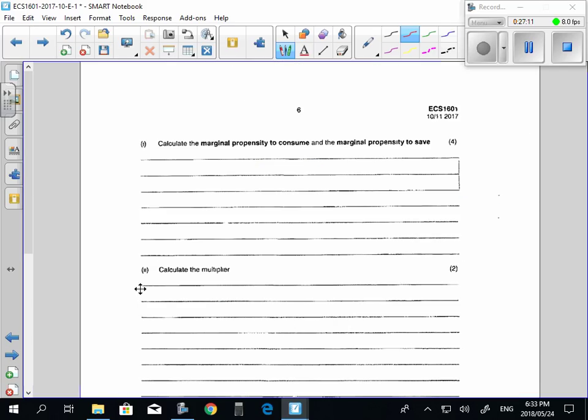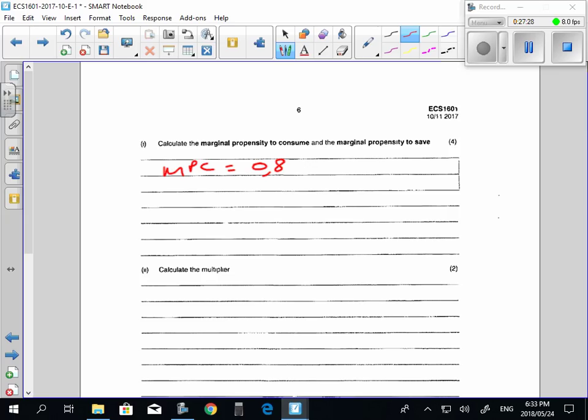Okay, now that would equate to 80%. And what do we know when we are looking at our MPC? We don't use the percentage, we use the decimal. So divide that and we get an answer of MPC is equal to 0.8.